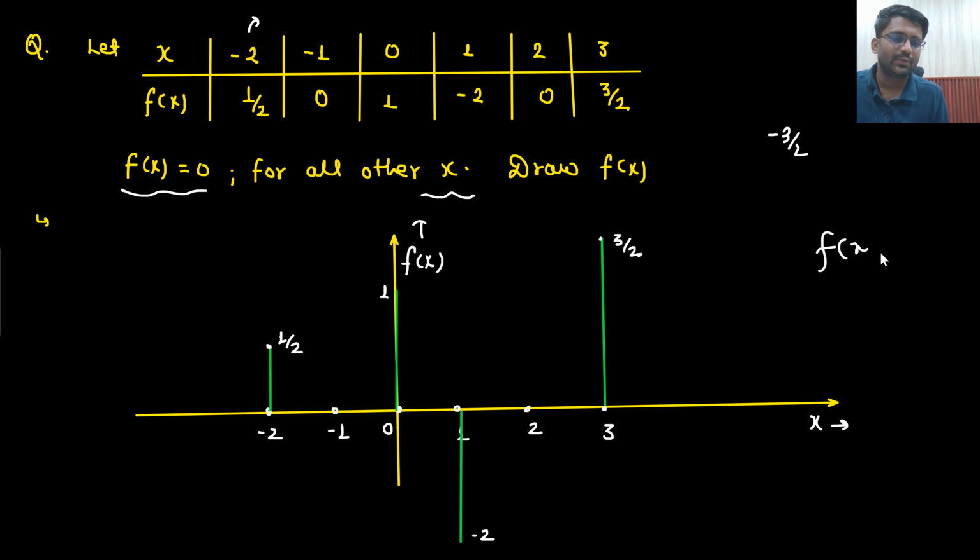Now if f(x) equals x square, then how do we show it? This is how we make the graph. A continuous graph we make. But these are discrete values, no? So we will make the discrete graph in this manner. Only some particular values we know. X can take value minus 2, minus 1, 0, 1, 2, 3.